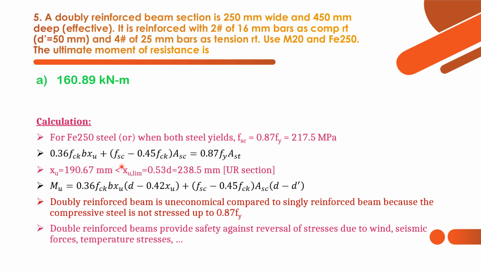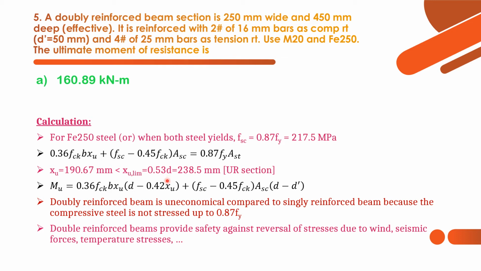So that we have to always compare with the XU limit. Whenever we get an XU value, that value has to be compulsorily compared with XU limit, that is the XU for a balanced section. Then only we can say whether the section is over reinforced, under reinforced or a balanced section. The beam should always be an under reinforced section. So that is the prime criteria.